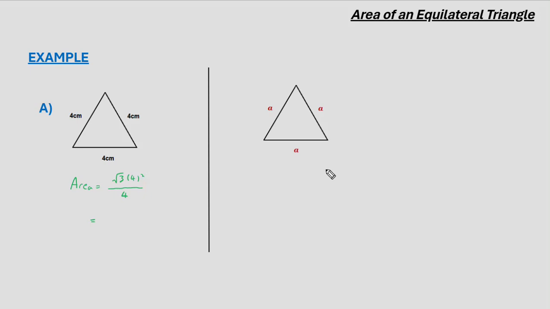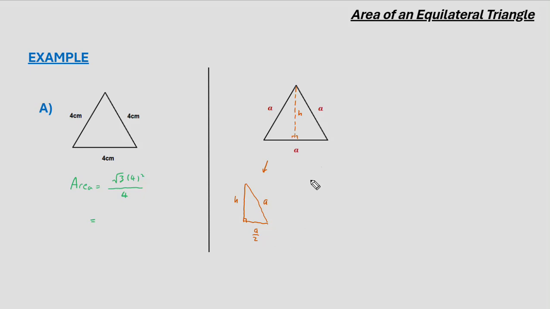If we look at this equilateral triangle on the right here, we can draw a line for the height. This creates two equal sized right angle triangles. Now, if we focus specifically on one of these right angle triangles and draw it out, not perfect. The base is half of a side length, so the base will be a over 2.